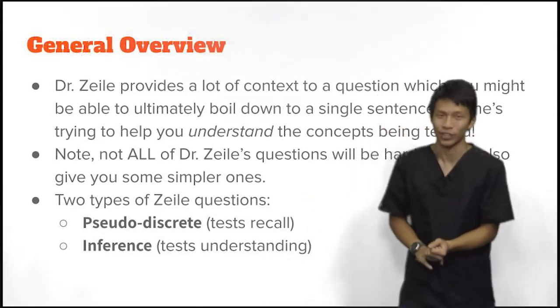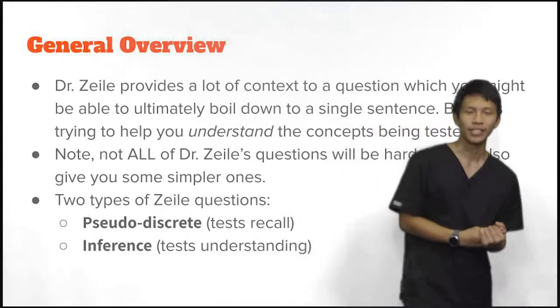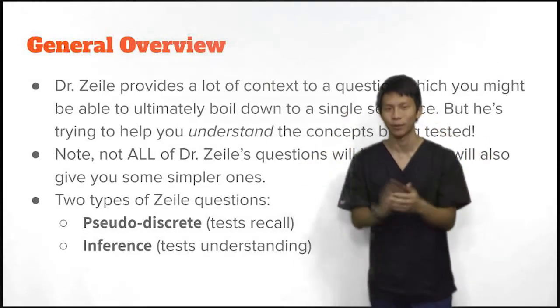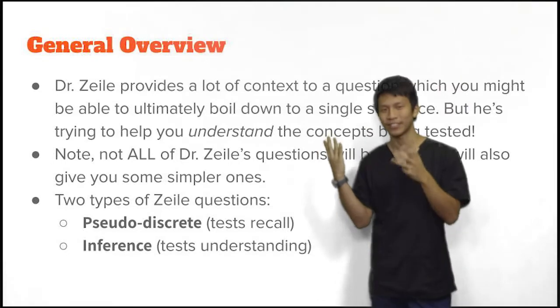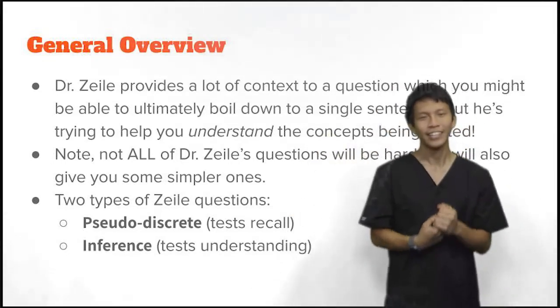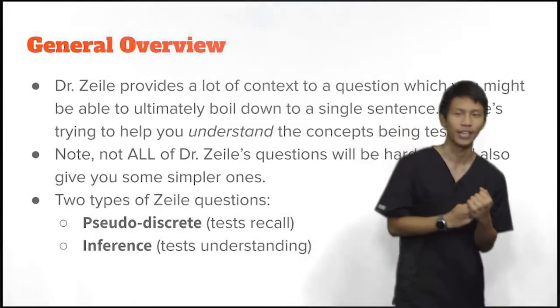Some will just straight up be recall, like what you're used to, like what you saw in Unit 1. But other than that, there are two main types of Zeile style questions. The first is pseudo-discrete, which is basically just testing recall, but it's still in that giant chunk of paragraph. The second is inference, and that tests understanding. So let's take a look at what that would look like.